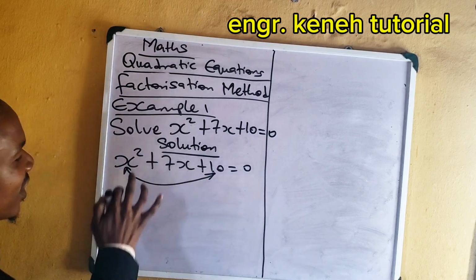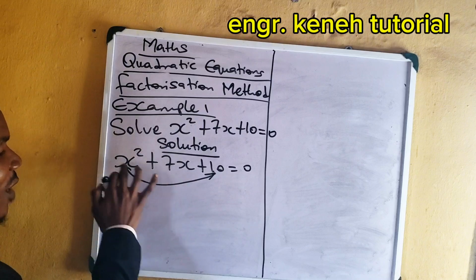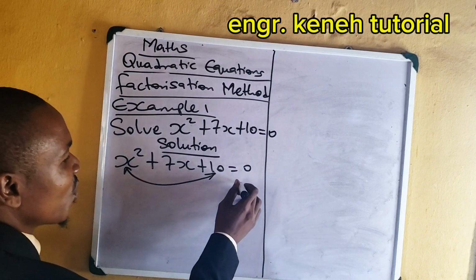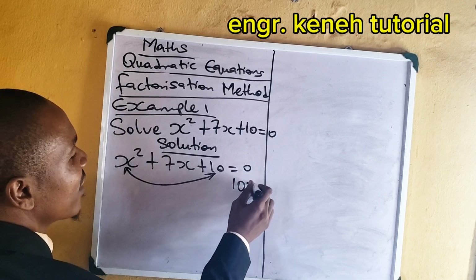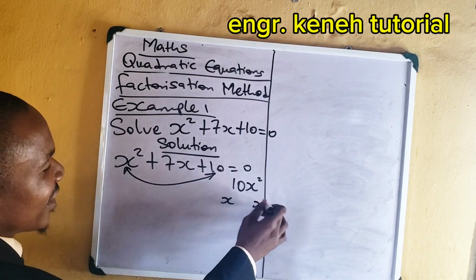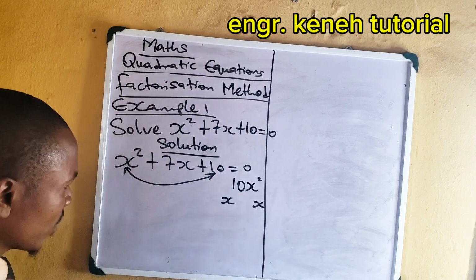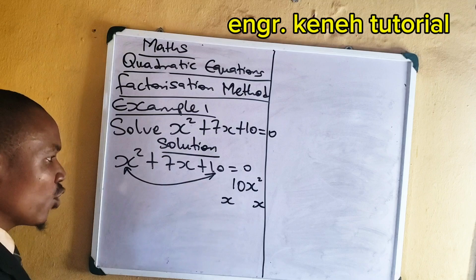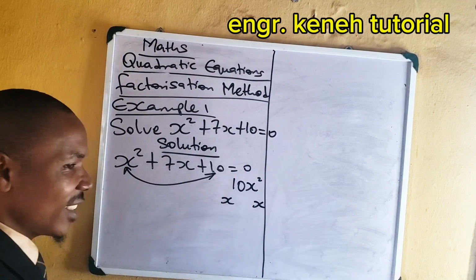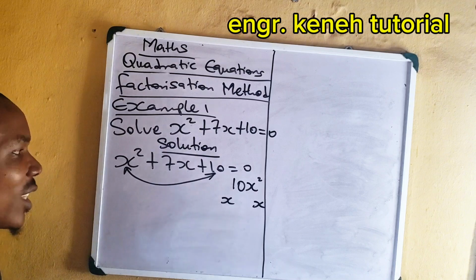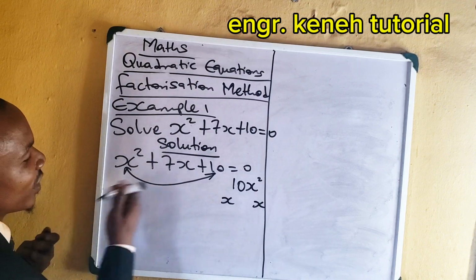What does this mean? This will multiply this. What you have here will multiply this. So x squared times 10 will give us 10x squared. Can you see that? I'll write x here and x here, which splits the x squared. So I will ask myself a question: the two factors of 10 that when I multiply them together, I will get 10, and when I add them together, I will get this middle one.